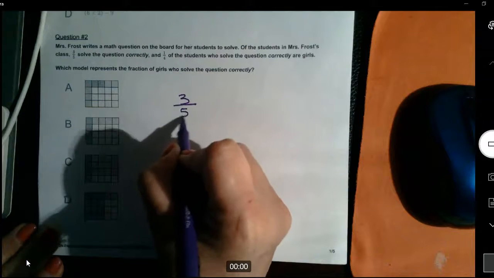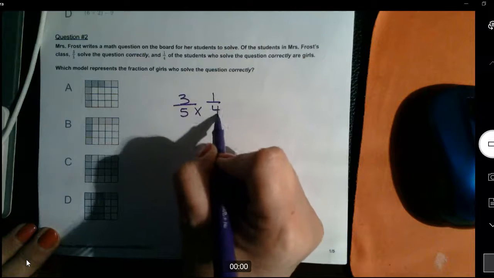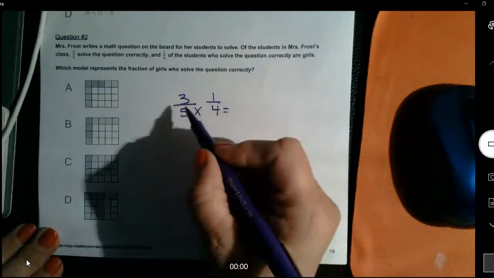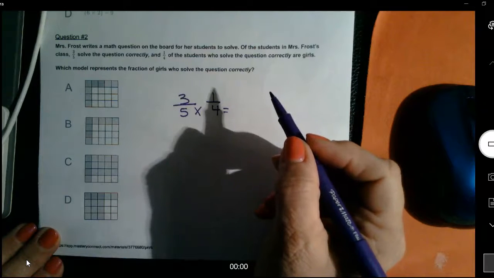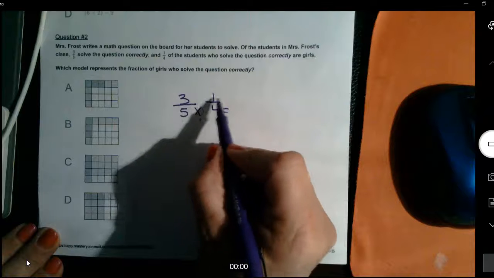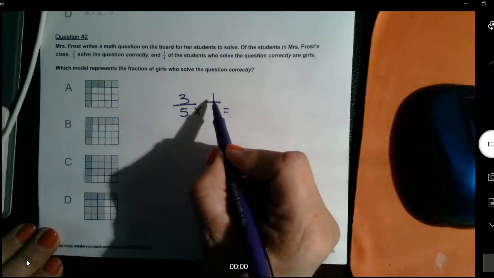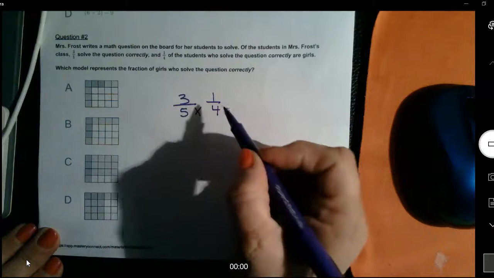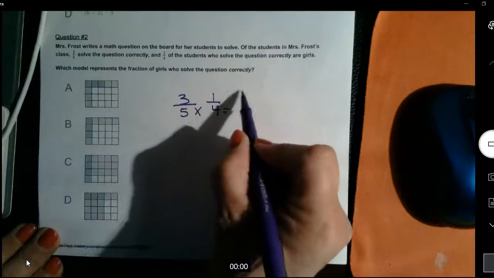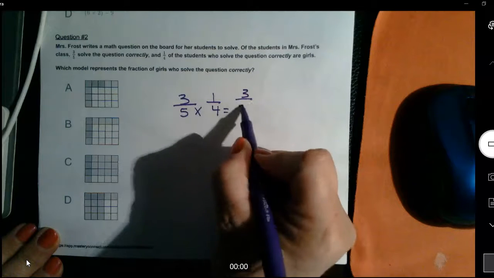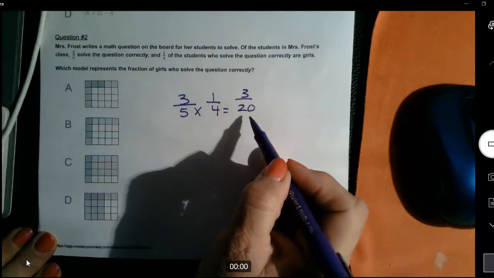First of all, I'm going to put down on my scrap paper the actual problem itself. And if you'll recall, multiplying fractions is really the easiest thing that you can do because you look to see if you can cross-reduce, and if not, you just go ahead and multiply the numerators and multiply the denominators. I can't cross-reduce, so I'm going to multiply. 3 times 1 is 3. 5 times 4 is 20. I know that my answer is going to be 3 out of 20.